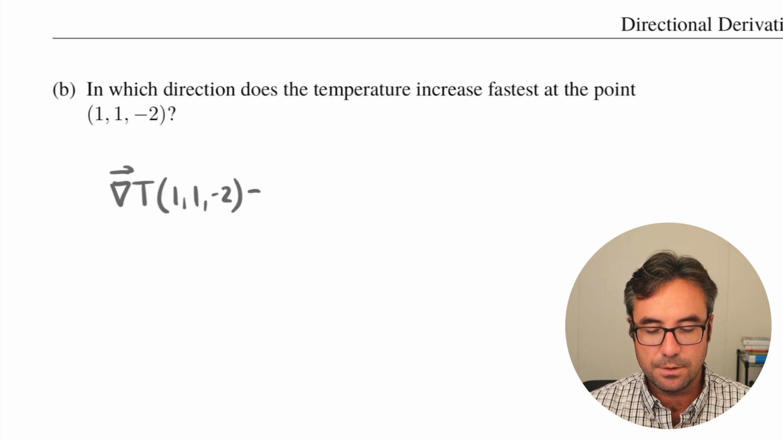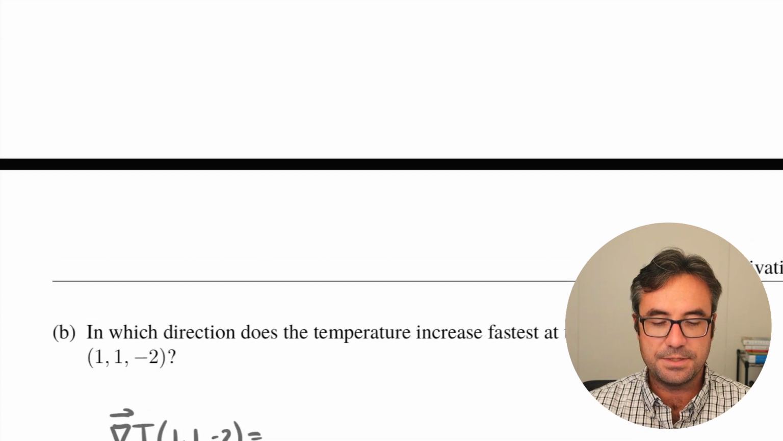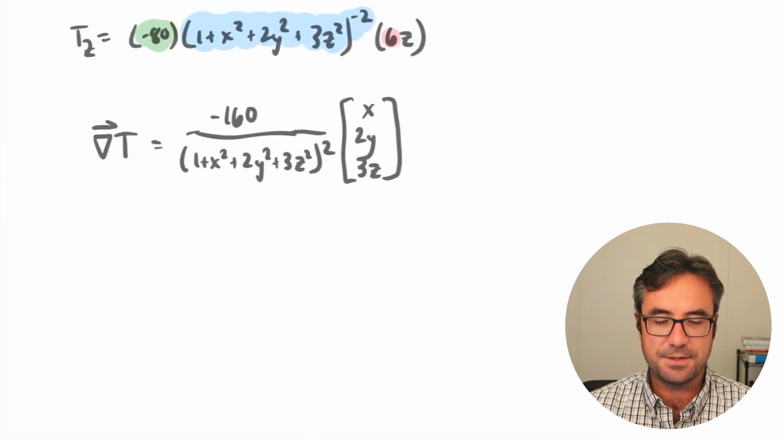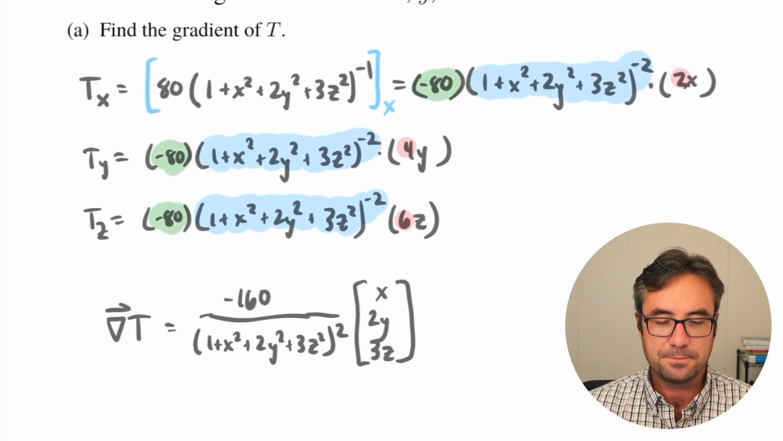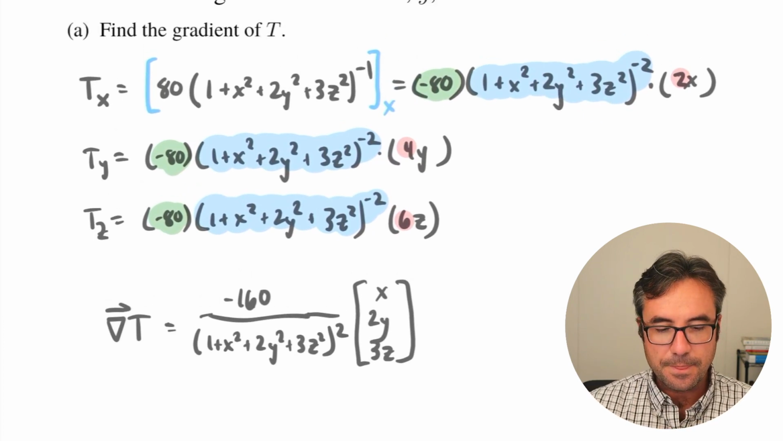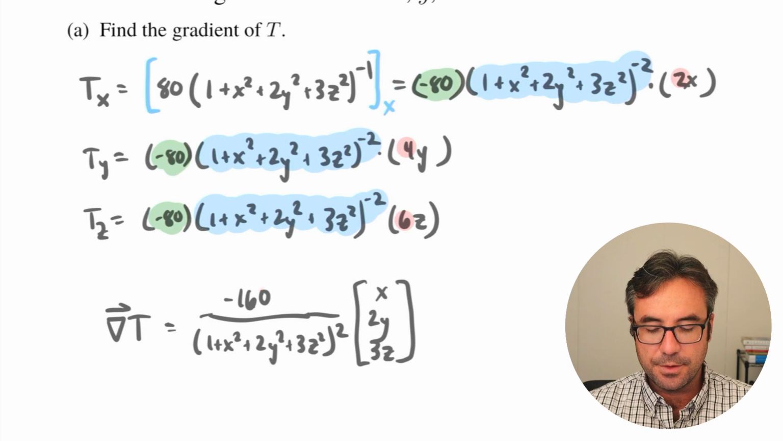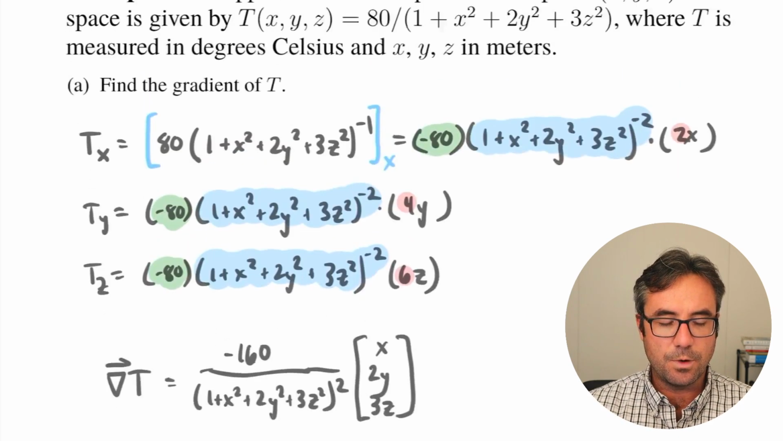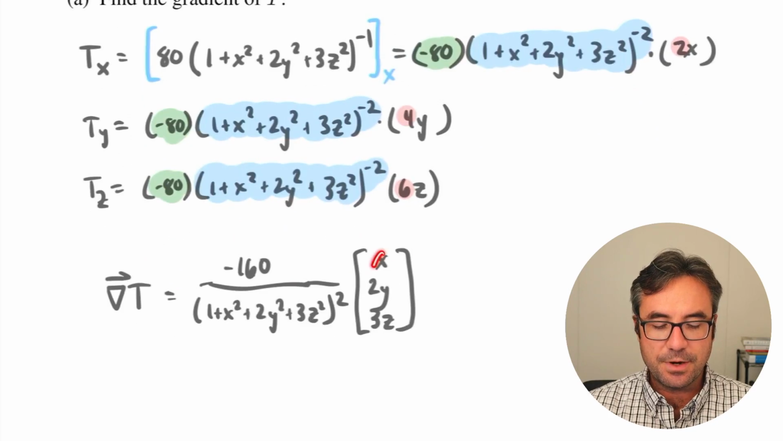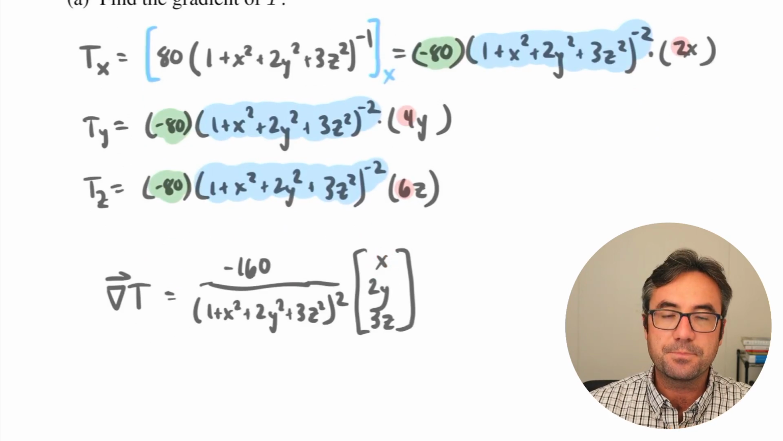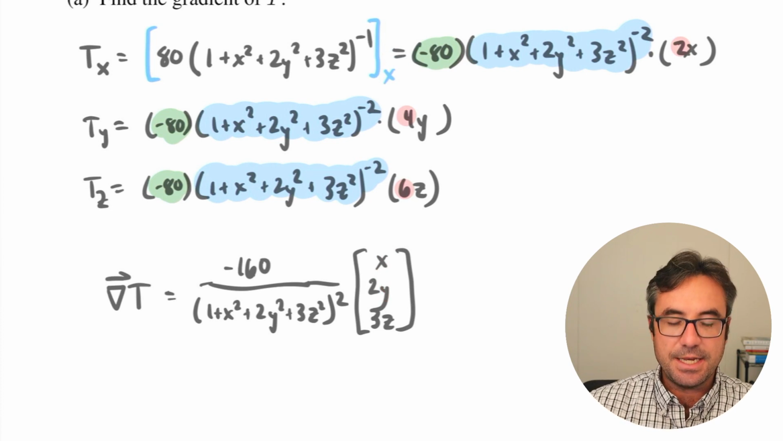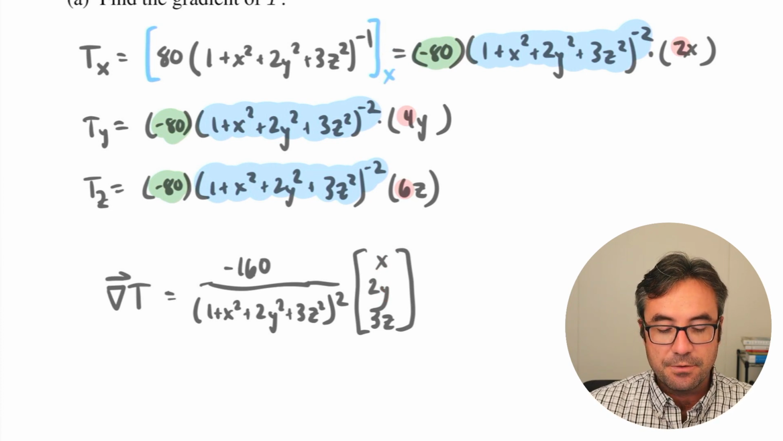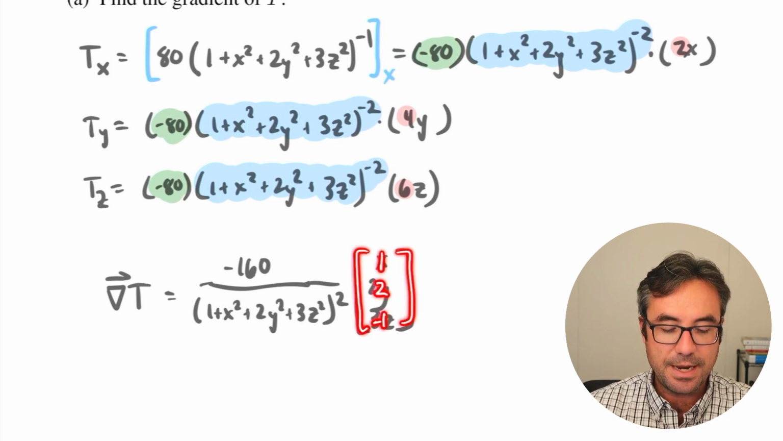So let's calculate this. We want to plug the point (1, 1, negative 2) in. Wherever I see an x, I'm going to plug in 1. Wherever I see a y, I'm going to plug in 1. And then wherever I see a z, I'm going to plug in negative 2. So for this vector portion here, I'm going to get (1, 2, negative 6).